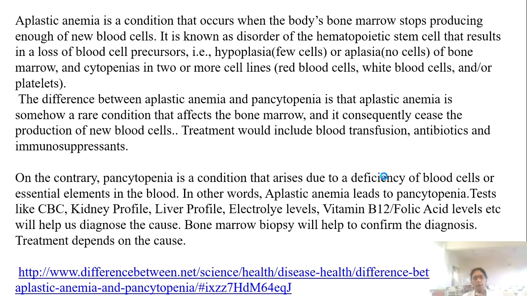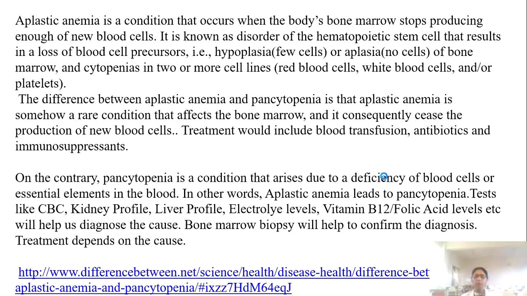To identify aplastic anemia or pancytopenia, we have different tests like CBC, kidney profile, liver profile, electrolyte levels, and vitamin B12 or folic acid levels to know what type of anemia it is. In our case, it is aplastic anemia with pancytopenia. Aplastic anemia will always lead to pancytopenia, but not the reverse. Pancytopenia will not lead to aplastic anemia.